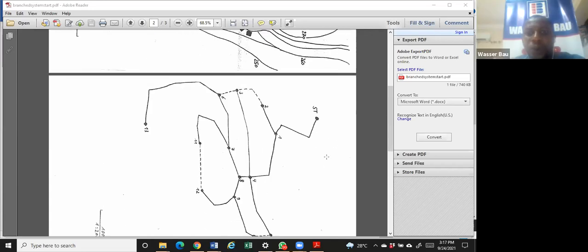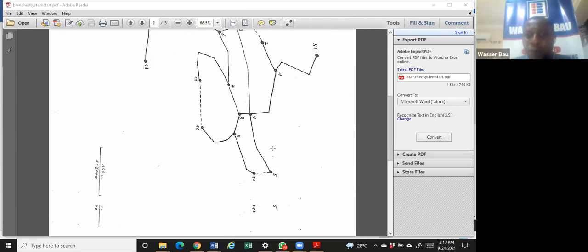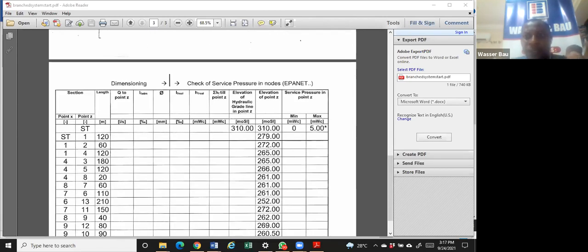So what we have here is just a translation of the layout details. The layout details, you put it into a template or a format like this. So your job, our job today, is to fill this table. If you're able to fill this table, then your job is done. The next thing you do is you take it to the computer, Epanet, where you now model it.